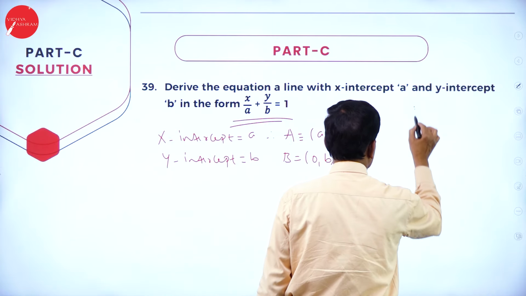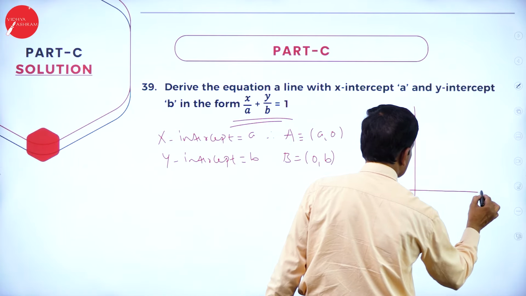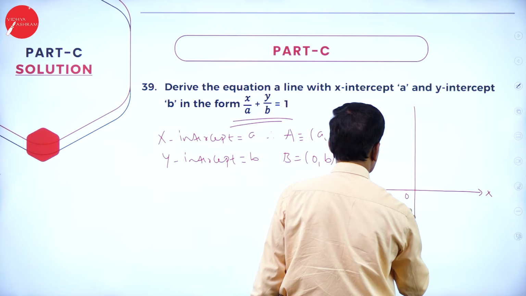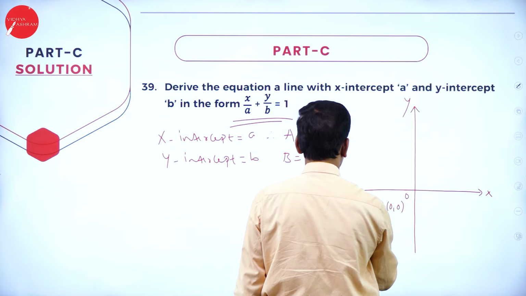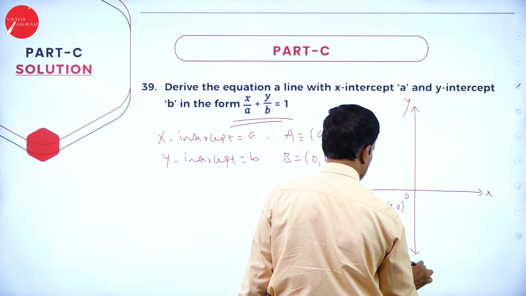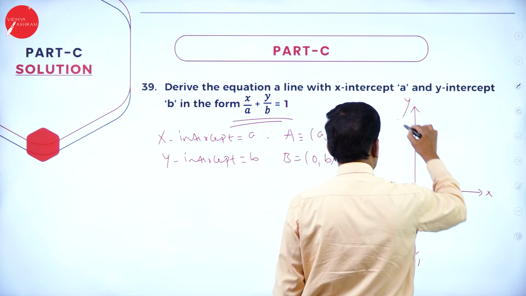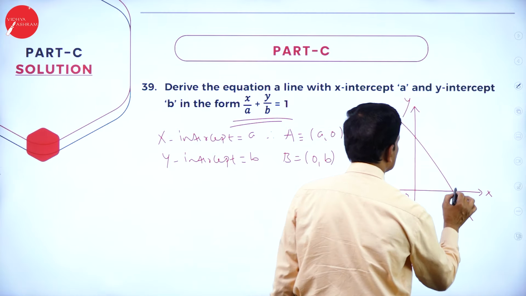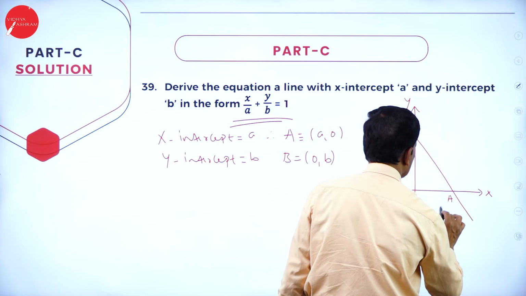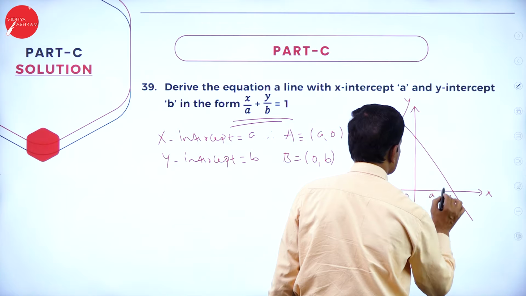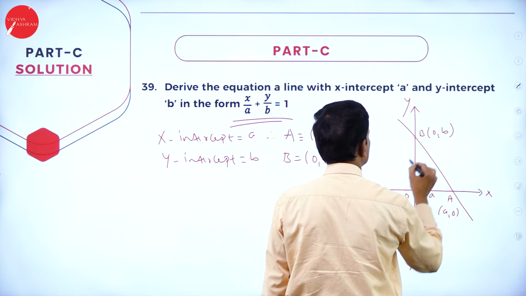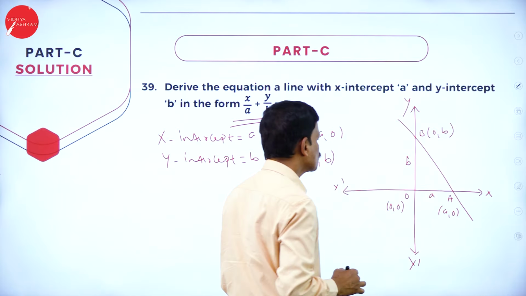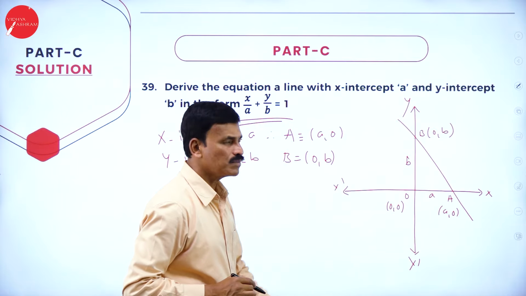Now, let us draw a straight line. Let a straight line cut the x-axis. This is x-axis, origin 0 comma 0. This is y-axis, x dash and y dash. Now, a straight line cuts the x-axis at A. The coordinates of A is A comma 0. Therefore, this is called x-intercept. And this is B. The coordinates of B is 0 comma B. This is called y-intercept. So, x-intercept is A, y-intercept is B.